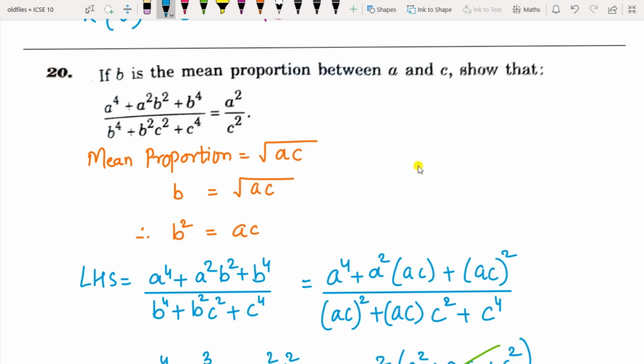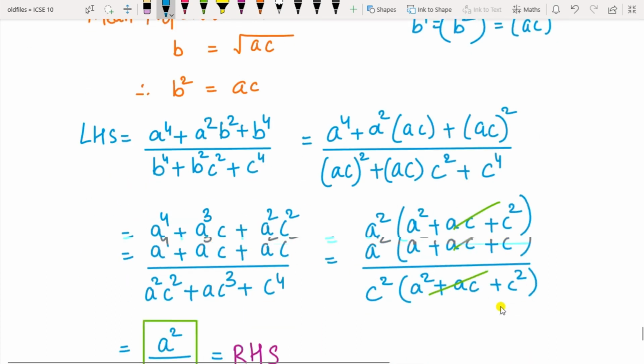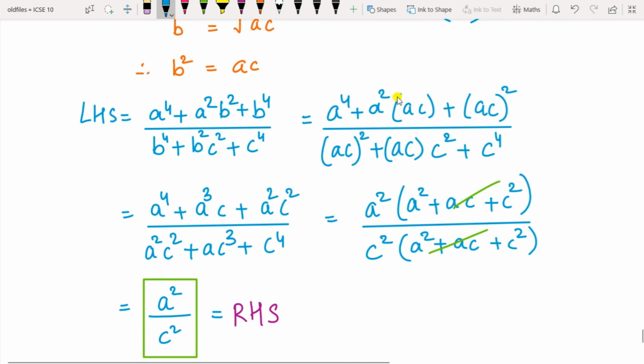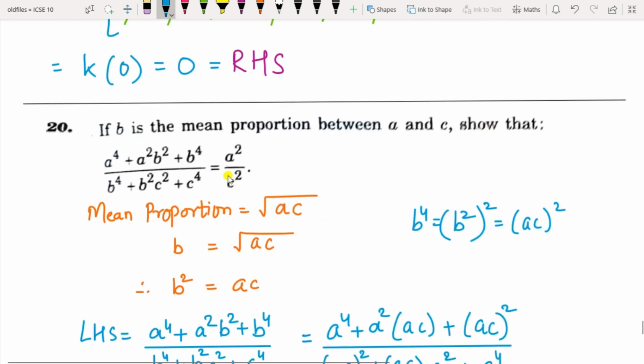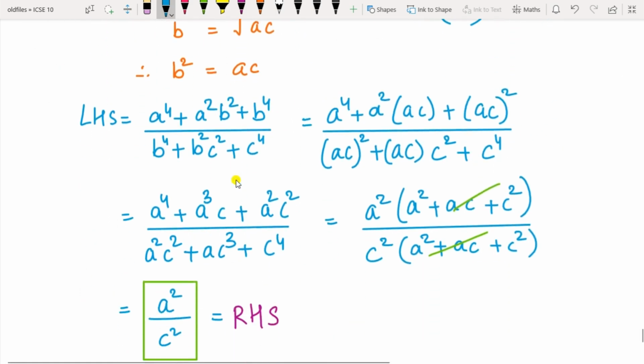Now this is B raised to 4. So B raised to 4 means B square and its square. So you have to substitute as (AC) the whole square. So this way you have to substitute the value for B raised to 4. Then take out common or multiply the power, add the power here, multiply the term inside the bracket, and these will be the terms. Take out common a square from the numerator and c square from the denominator. You get the same brackets. So your RHS is a square upon c square, and that was the given question here. So this LHS has been equal to RHS, hence proved.